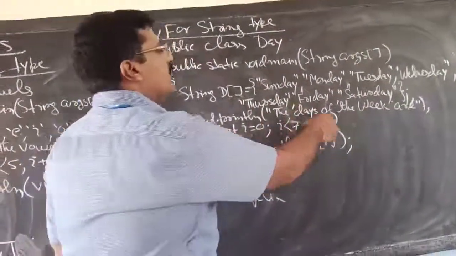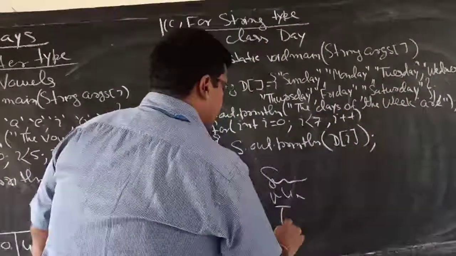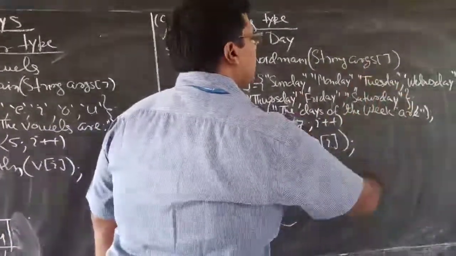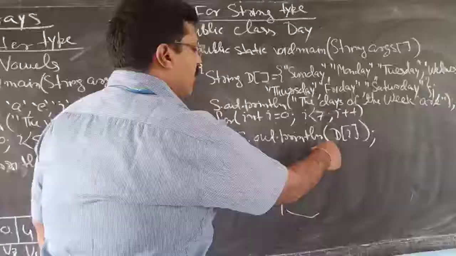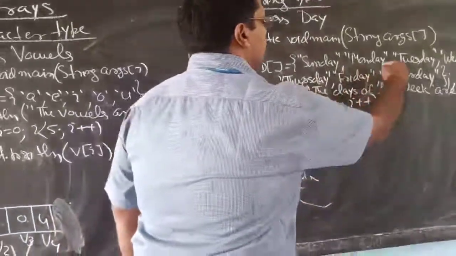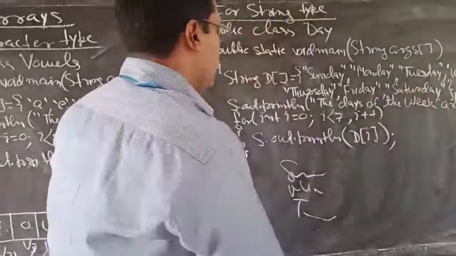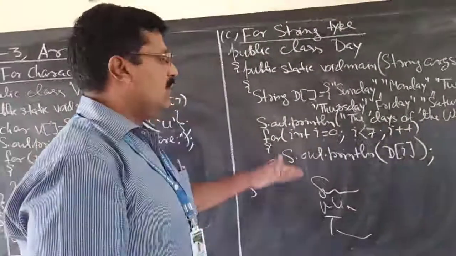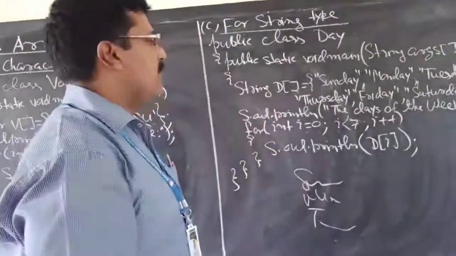Next d2. At d2 what is there? Tuesday. Then Tuesday is printed. Then d3, Wednesday is printed. Then d4, Thursday is printed. Friday is printed and Saturday is printed. So Sunday, Monday, Tuesday, all the days of the week will be printed.